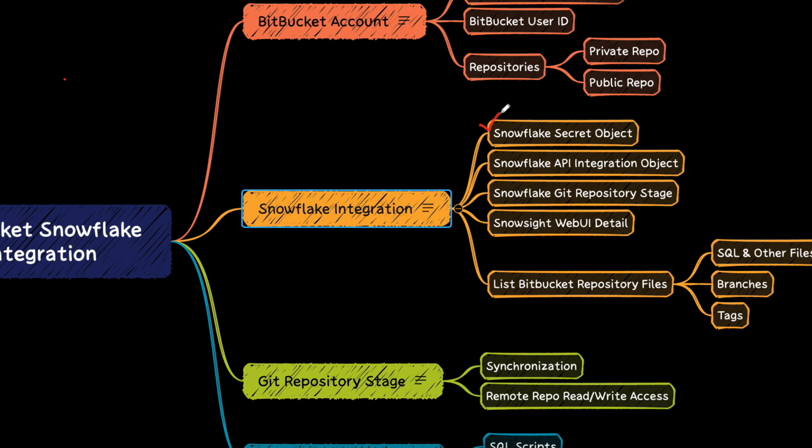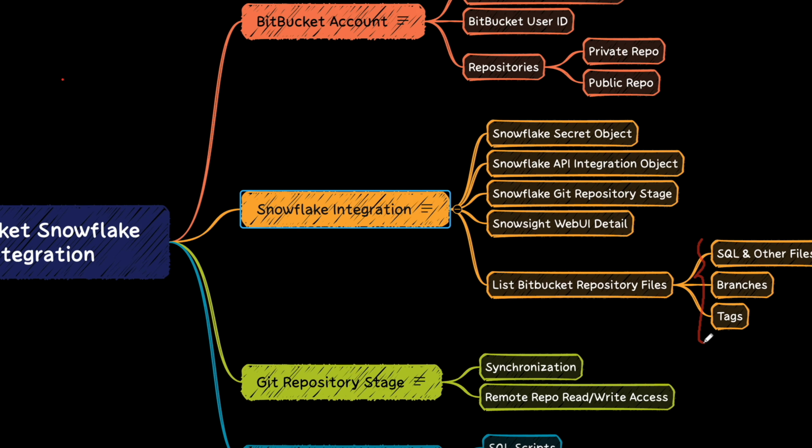Then we will move to the Snowflake Snowsite web UI to start creating the secret object, API integration object, and Git Repository Stage object, and validate all these details using the Snowsite web UI as well as using SQL commands. We will also discuss how some of them are different from GitHub when it comes to the configuration.